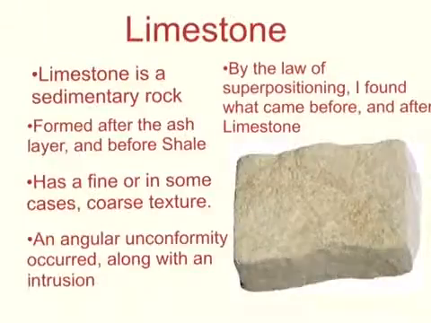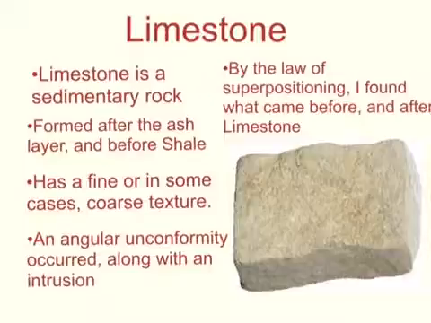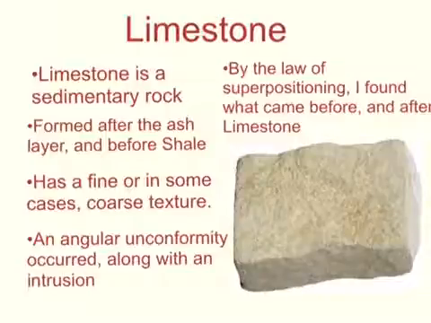The next rock is limestone. Limestone is a sedimentary rock that formed after the ash layer and before the shale layer. It has a fine, or in some cases, a coarse texture. An angular unconformity occurred, along with an intrusion. By the law of superposition, I found what came before and after the limestone by looking at our cross-section.